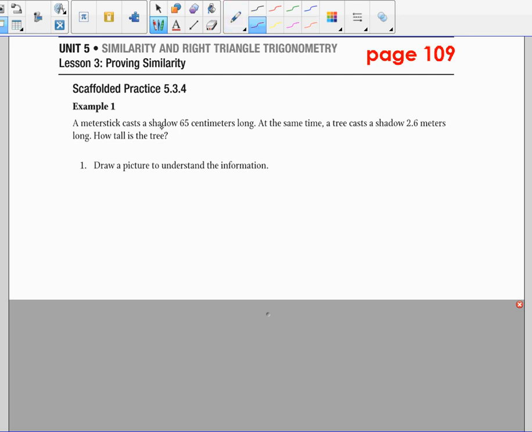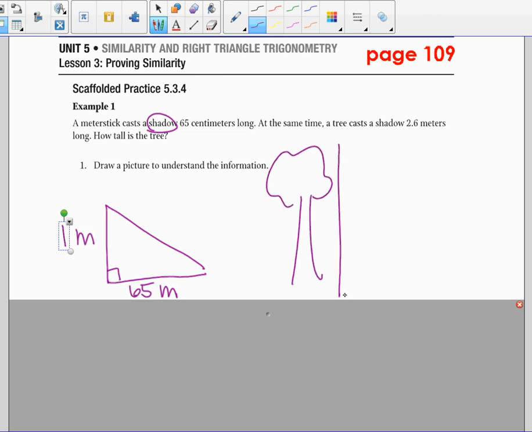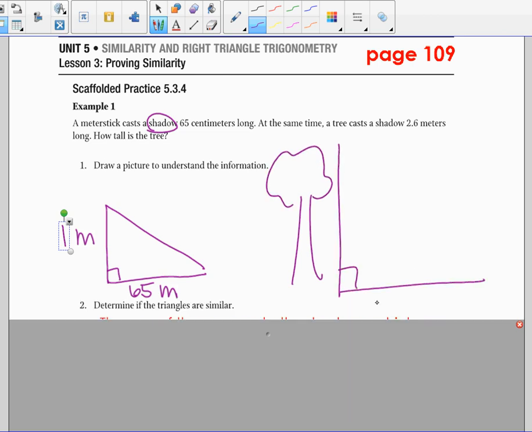You want to remember a couple things here. Shadows are always going to be on the ground for the purposes of these problems. Obviously, we know they can be on a wall, but for us they're on the ground. So your meter stick is right here, and it casts a shadow 65 centimeters long, and we make that a right angle. This is 1 meter because it's a meter stick. Then it says at the same time a tree, so you have a tree that casts a shadow 2.6 meters long. For our purposes, trees are always right angles. They want to know how tall the tree is, so they're looking for that. Now, a couple things.